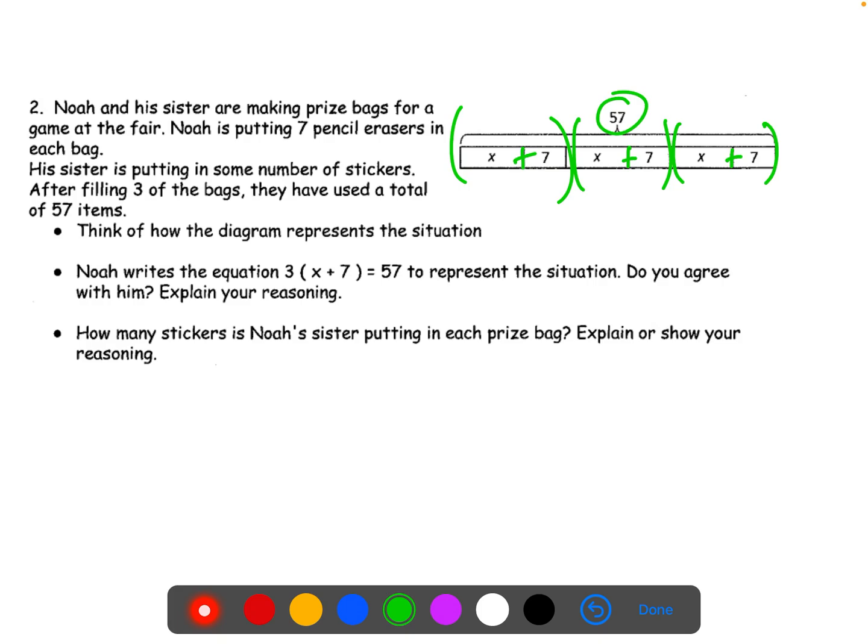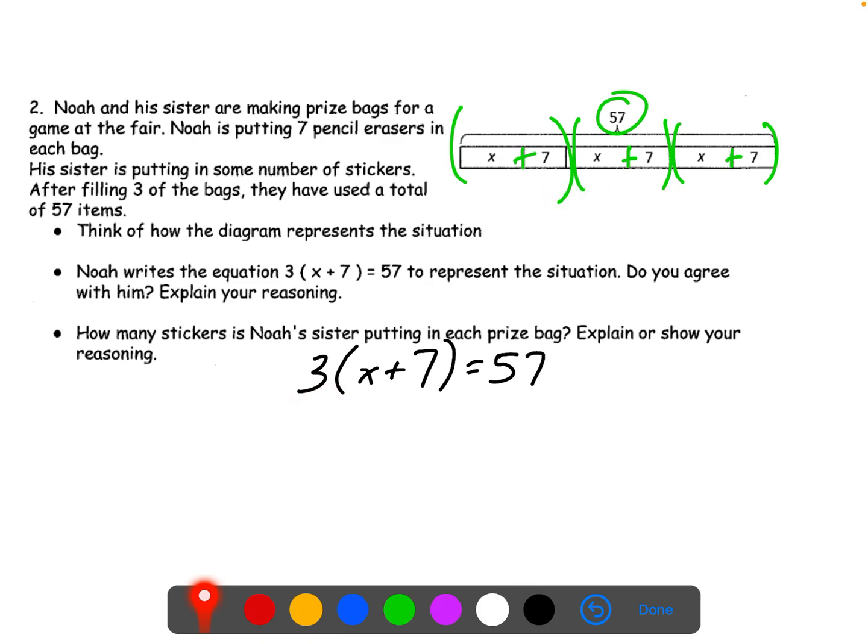So how many stickers is Noah's sister putting in each prize bag? Explain or show your reasoning. So we could use the diagram or we could use the equation to solve this. Let's solve the equation since we didn't on the last one. All right. I would probably start off, instead of distributing the 3 to both of these quantities, I would just get rid of those 3 groups.